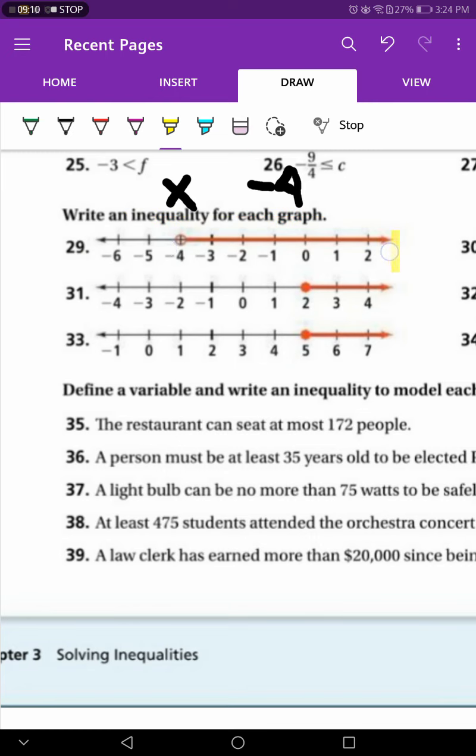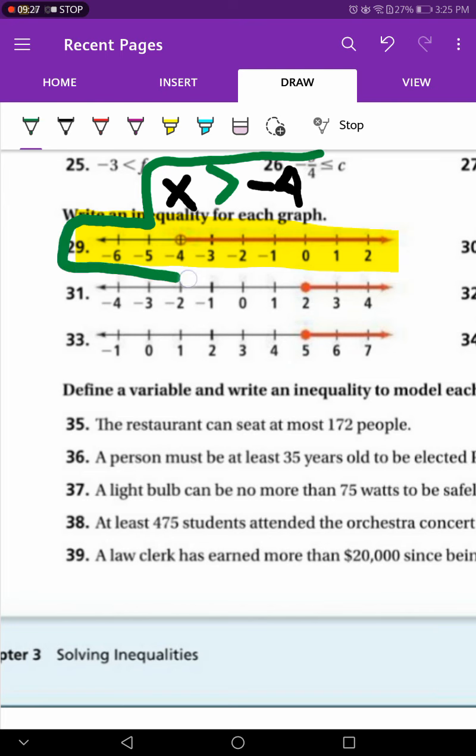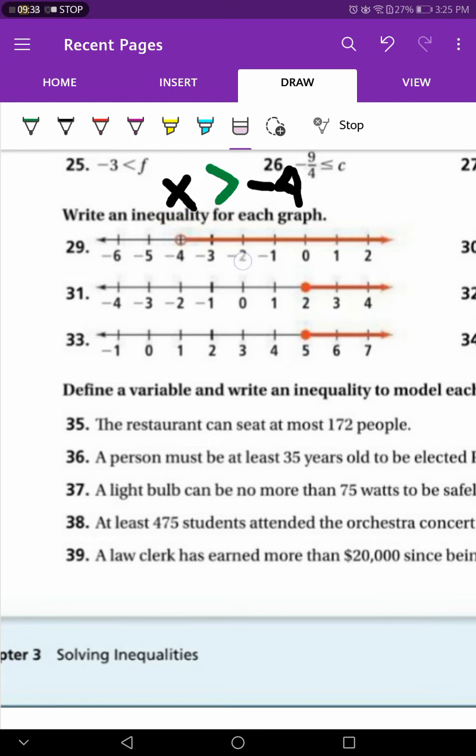Okay. Now, did the arrow move to the right or to the left? To the right. Right means what? That means, of course, greater than. Greater than. Okay, we're done. Okay, so we solve this, my boys. We represent, or we write, the number line as an inequality.